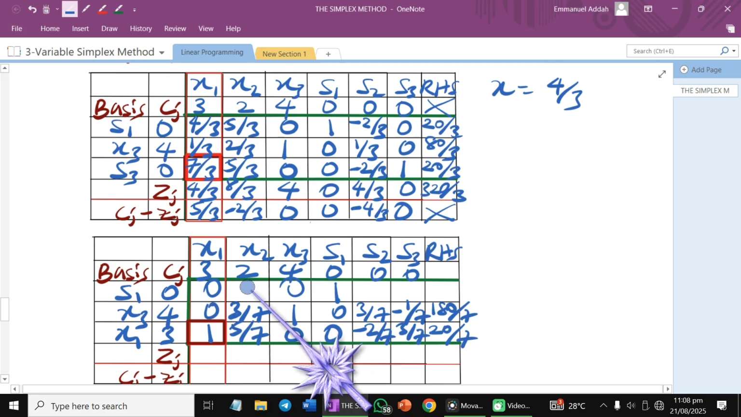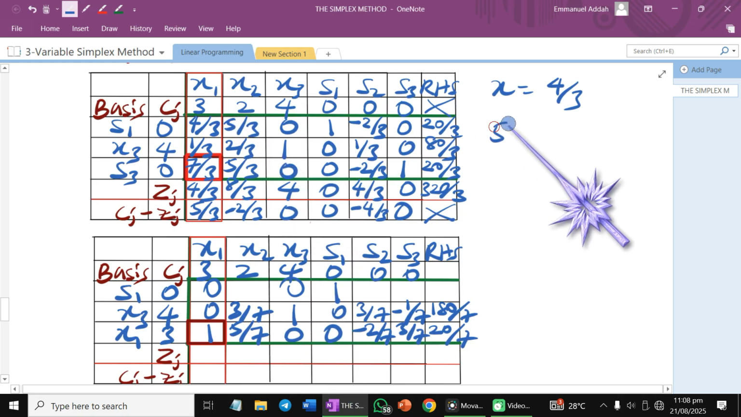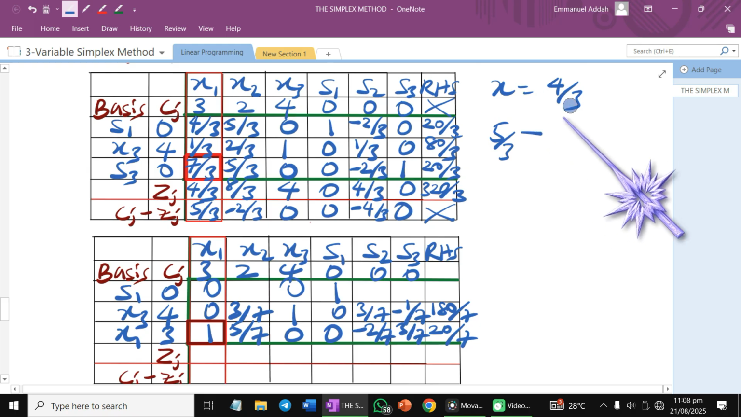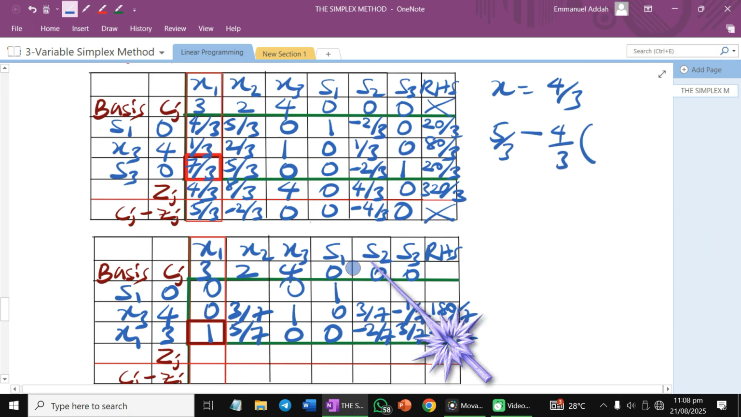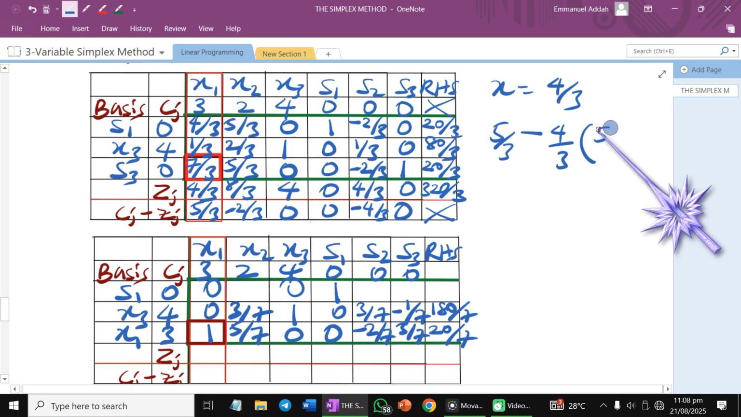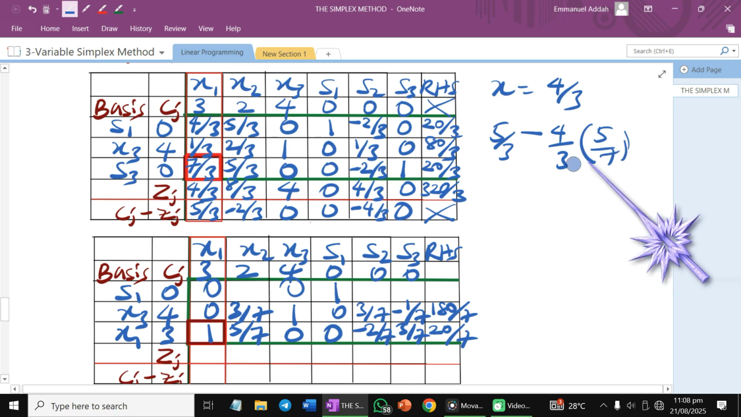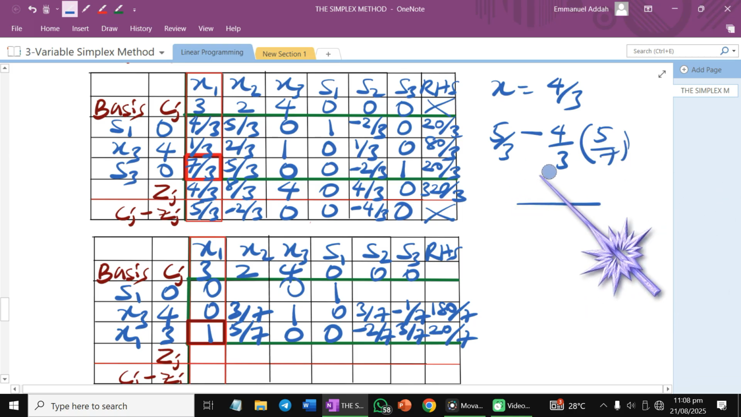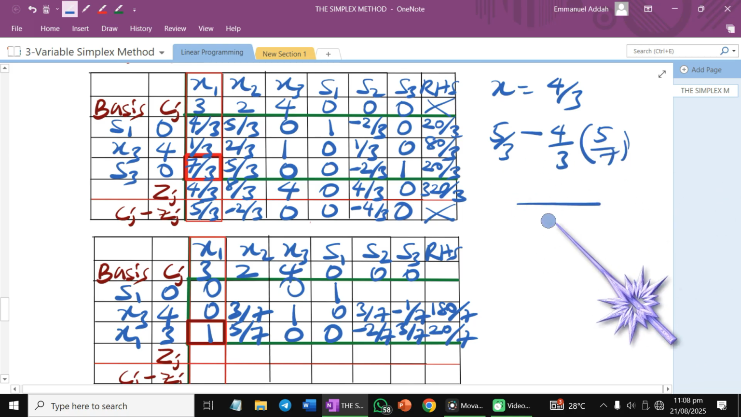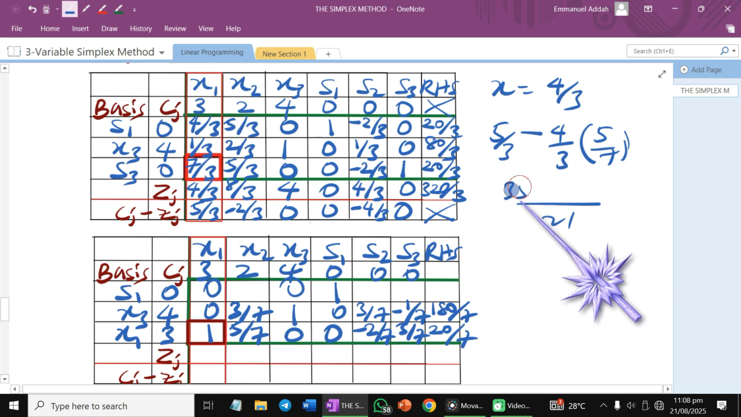You now come here, at this point, you go there to the old value, which is 5 over 3, minus a multiplication factor, 4 over 3, into the new value. What's our new value here? Now pivot row, 5 over 7. Work this out. This will give us 21, then 3 there is 7, so that's 35.